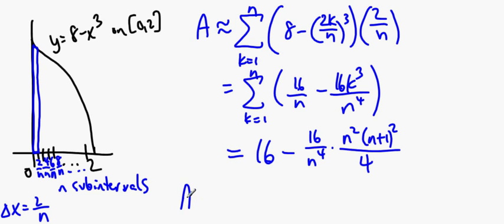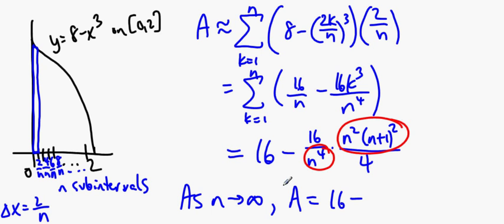So now, what happens as n gets large? As n gets large, this first part is 16. This second part is n to the fourth and so on over n to the fourth. Those will drop out. The limit of that quotient is 1. And so I've got 16 over 4. That's 4. And the area turns out to be 12. And your LRAM was bigger than 12, and your RRAM was less than 12, and your MRAM was approximately 12, and so that gives us some confidence that we're on a good track.